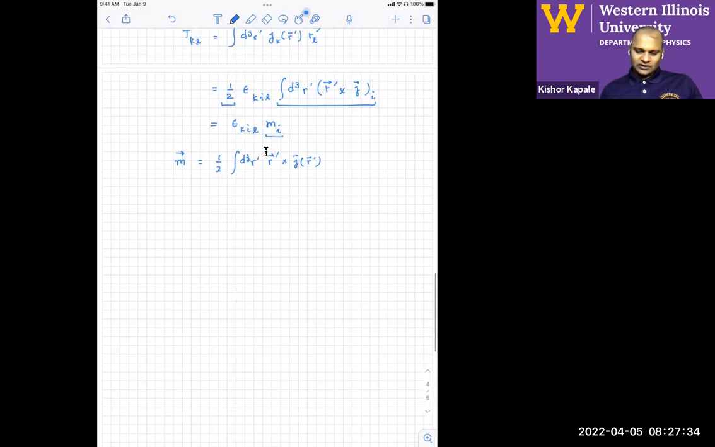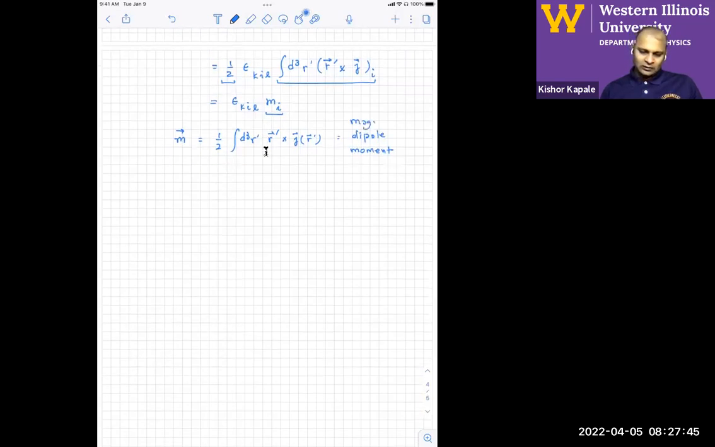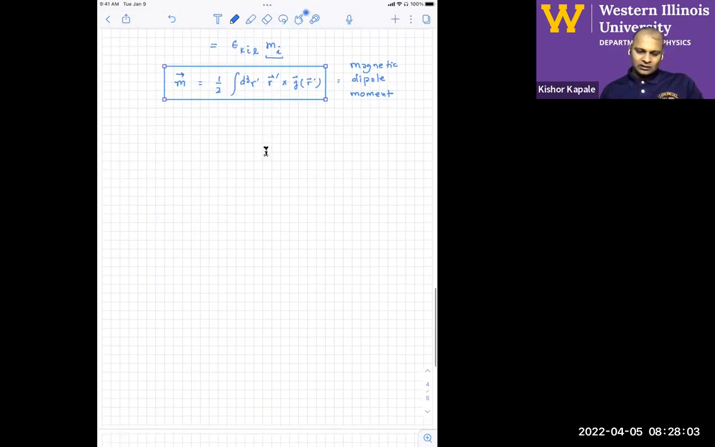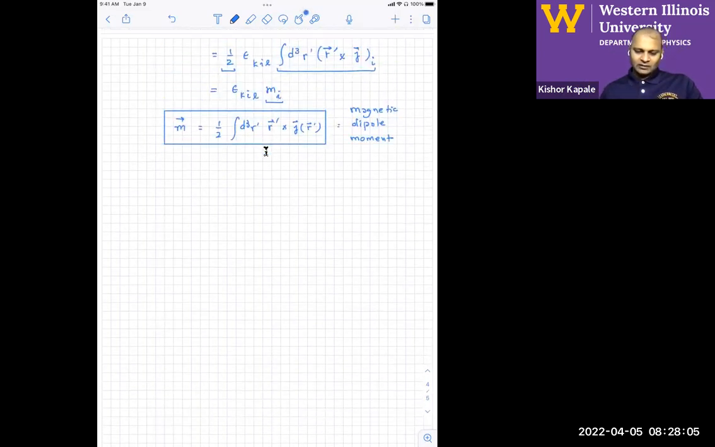Okay, everybody with me? So this is the dipole moment, or magnetic dipole moment. Now you can see the complications if we compare the electrical situation and the magnetic situation. The dipole moment there was much simpler. It was a vector, but it had a much simpler form. Here it's complicated because it involves a cross product.